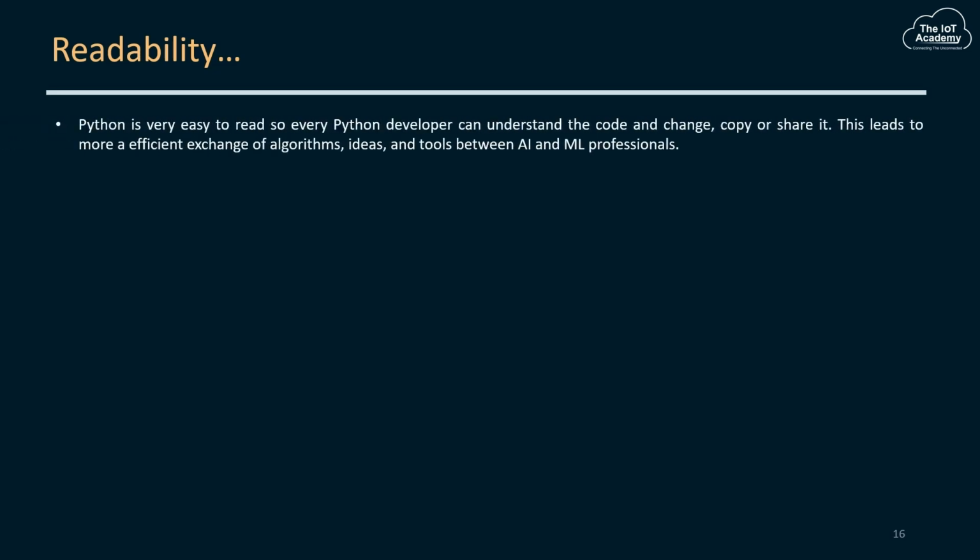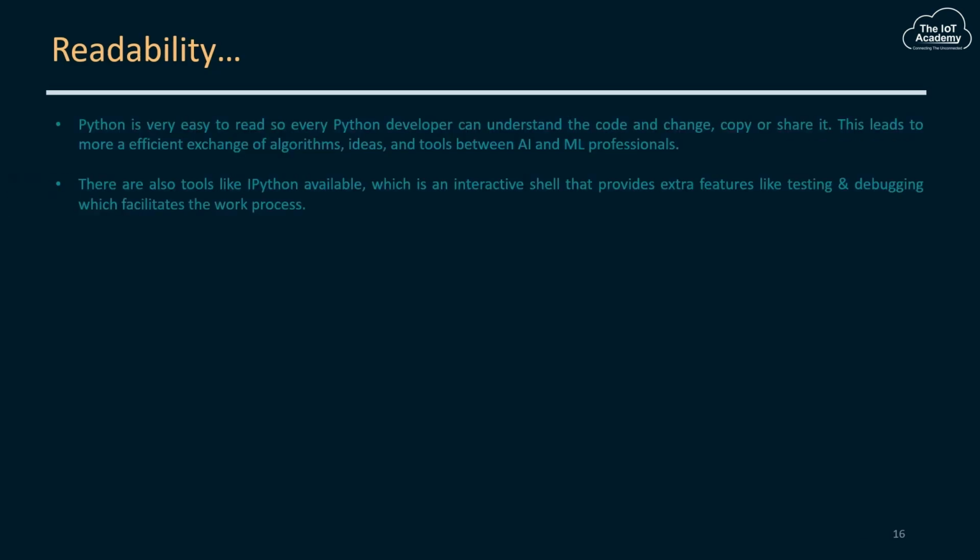Python is very easy to read, so every Python developer can understand the code and change, copy, or share it. This leads to more efficient exchange of algorithms, ideas, and tools between AI and ML professionals. There are also tools like IPython available, which is an interactive shell that provides extra features like testing and debugging, which facilitates the work process.